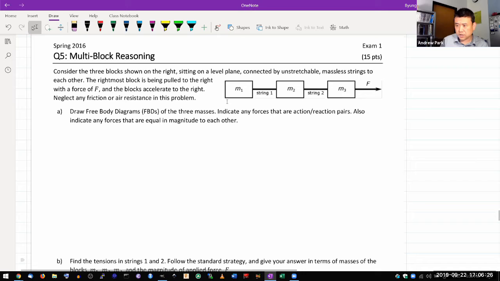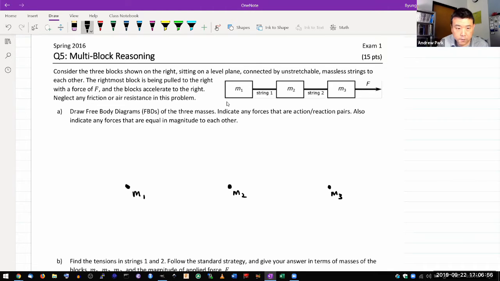So let me just do that. I think I can do that in 10 minutes or so if I'm just doing part A. So if there's no objection or question, let me at least do part A, and then I'll see if I want to do more than that. So I have three objects. That means I need to draw three free body diagrams. Let me call these M1, M2, and M3.